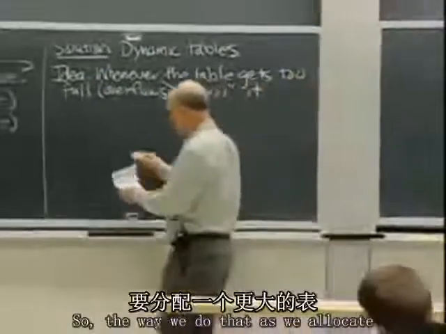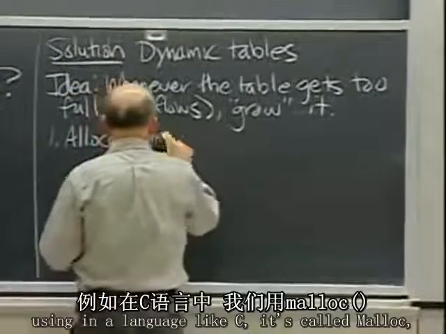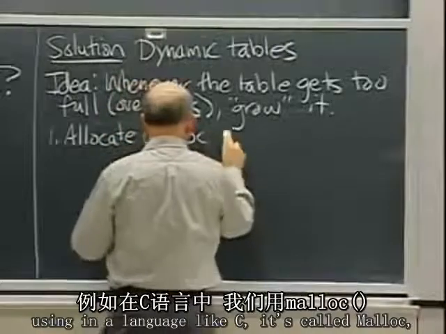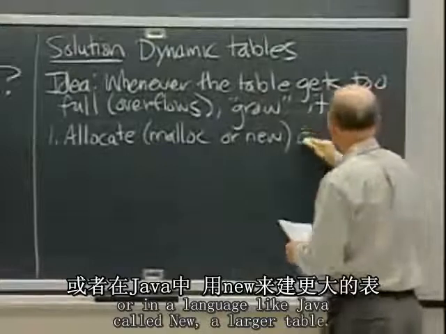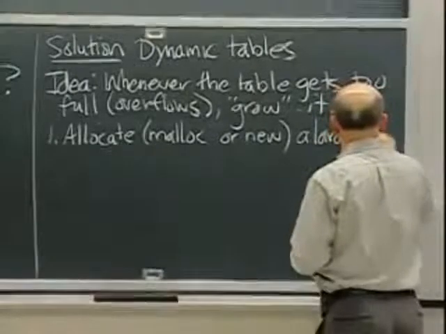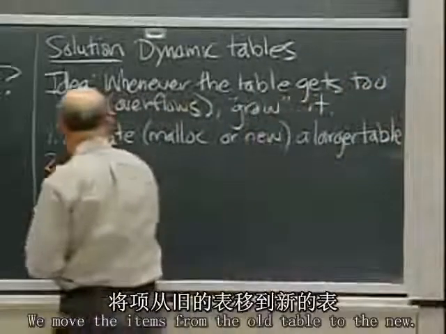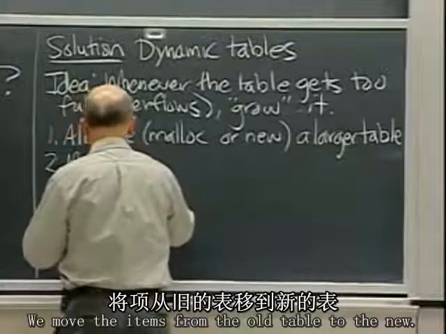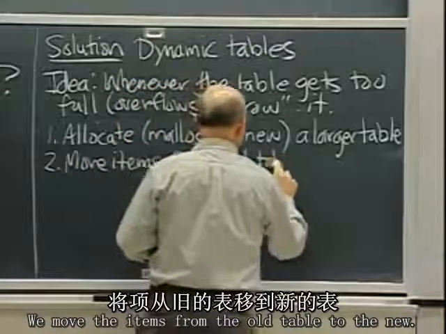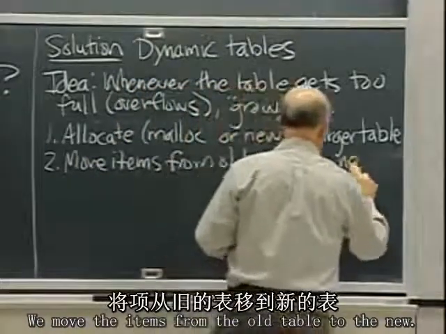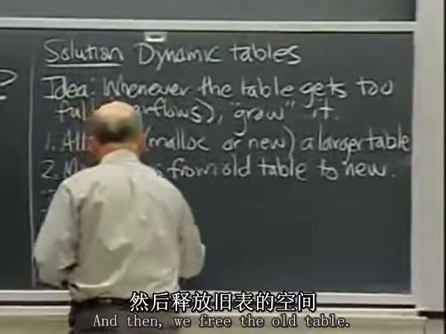So the way we do that is we allocate, using, in a language like C, it's called malloc, or in a language like Java, called new, a larger table. So we create a larger table. We move the items from the old table to the new, and then we free the old table.